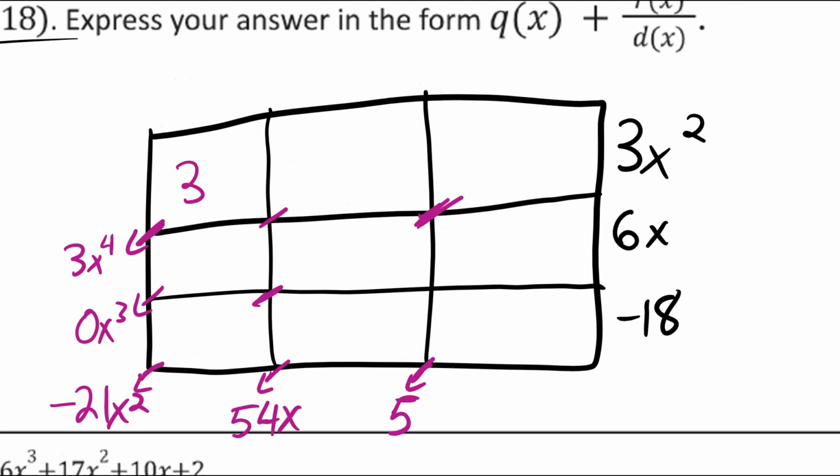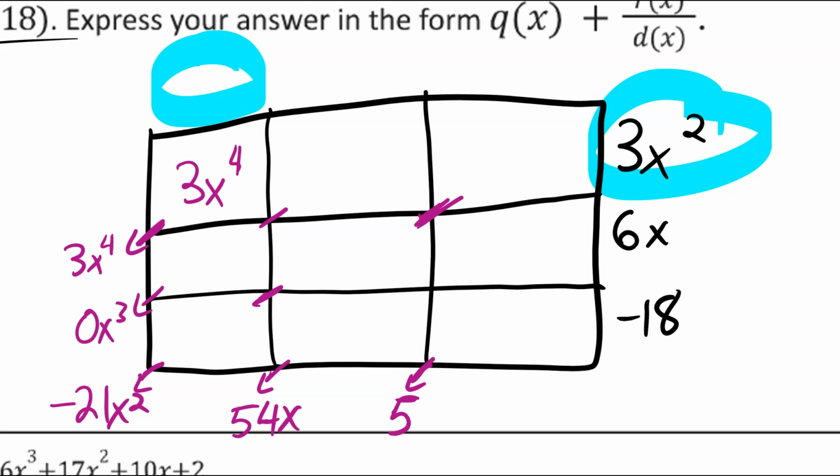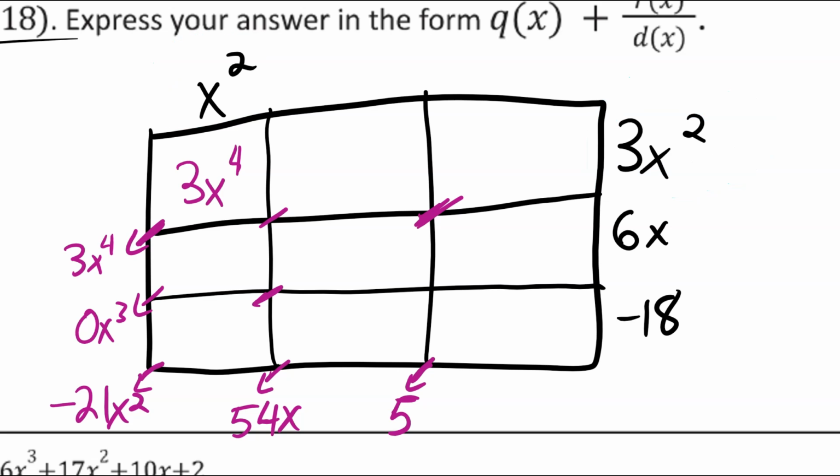I'm going to put that 3x to the fourth in the top left box there, and I'll ask myself the same question as before. What would I multiply 3x squared by to get 3x to the fourth? Well, the 3 is already there, and I know that x squared times x squared would be x to the fourth. Now that I know what goes up there, I can fill in the rest of this column just by multiplying. So I can multiply x squared by 6x to get what goes below that. So 6x times x squared would be 6x to the third, and x squared times negative 18 would be negative 18x squared.